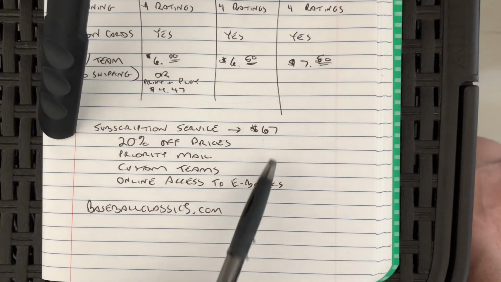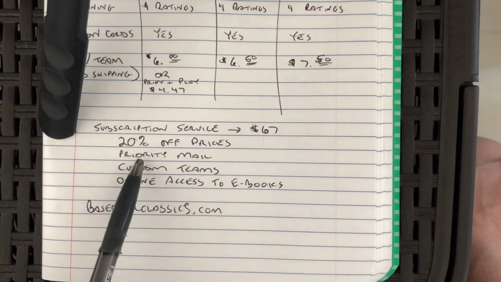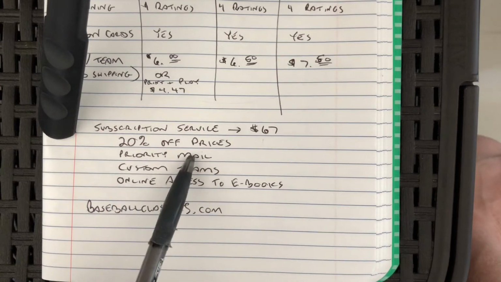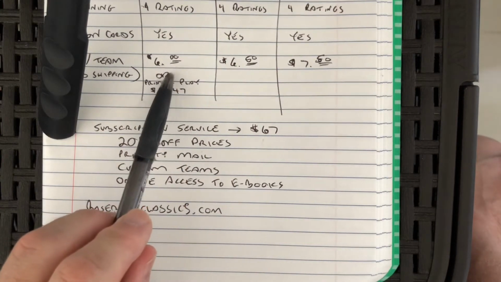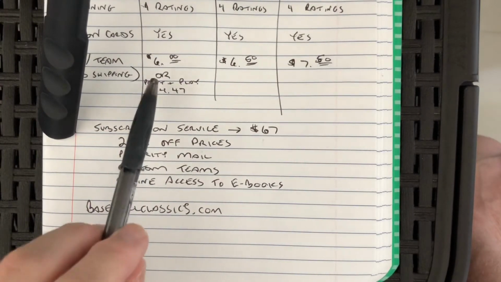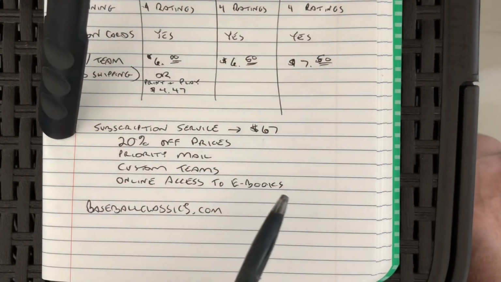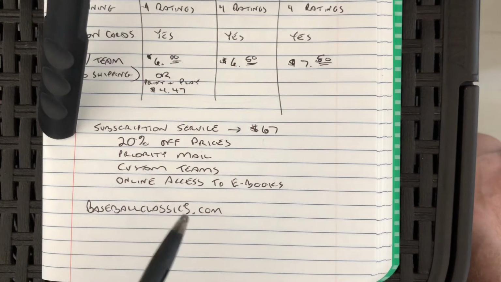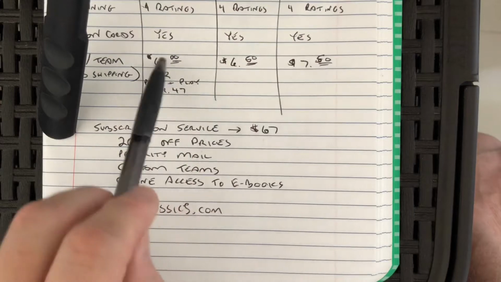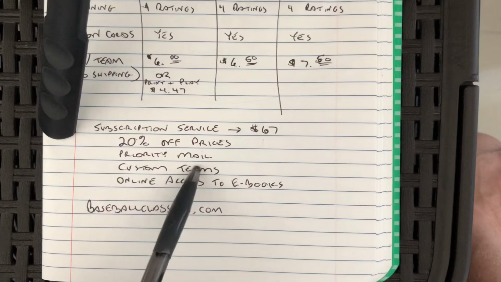So, what do you get for your subscription? You get 20% off your prices of every order in the calendar year that you subscribe. You get priority mail deliveries. So it looks to me like this is just regular first class mail, whereas down here, if you are not a subscriber, you get first class mail. Maybe it's even media mail. I don't know if Baseball Classics would be considered media or not. But you don't get priority mail if you're not a subscriber. You get that if you are a subscriber. You don't get custom teams.